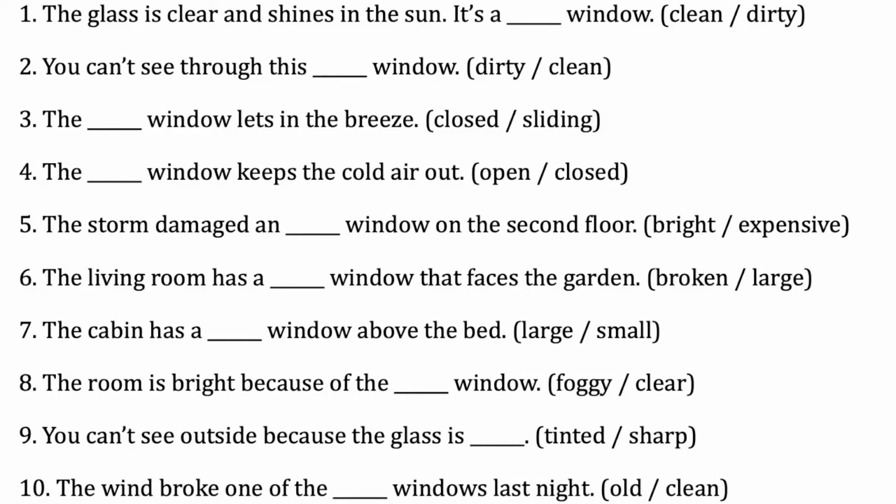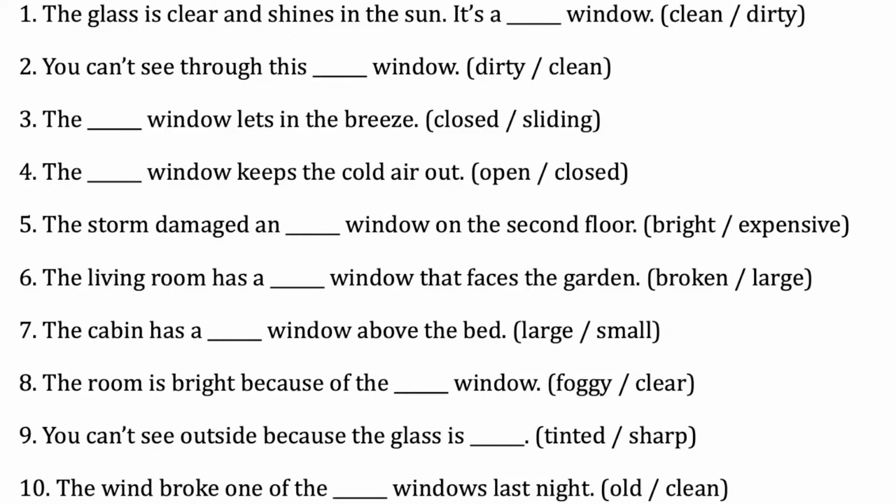Number eight, the room is bright because of the clear window, right? It's clean, it's clear. The sun can come through the window. Number nine, you can't see outside because the glass is tinted. There's a filter on it. It's dark. You can't see outside. Number 10, the wind broke one of the old windows last night.